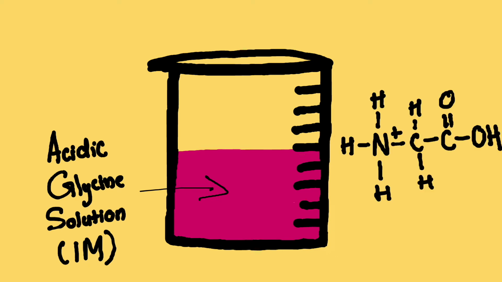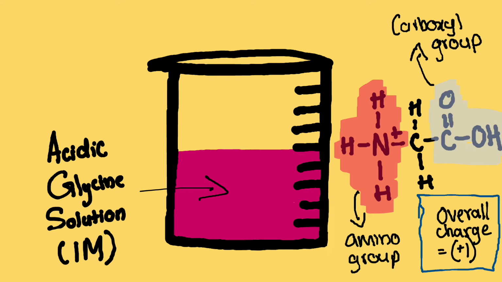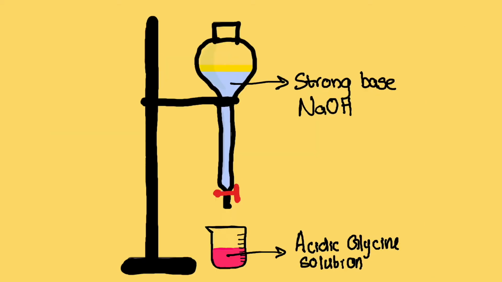In acidic environments, glycine would exist as NH3+, CH2, COOH. This is because in acidic conditions, proton ions are abundantly available and protonate all ionizable groups. Therefore, the glycine molecule in acidic conditions would be fully protonated and would have an overall +1 charge. We would then titrate this solution with a strong base like NaOH.